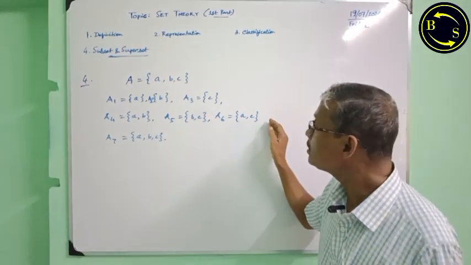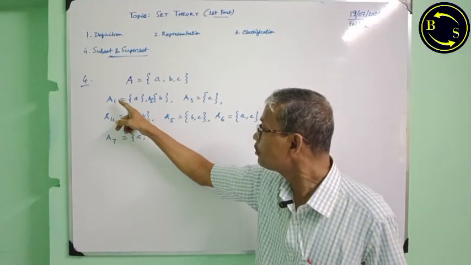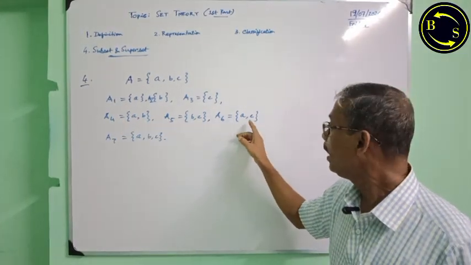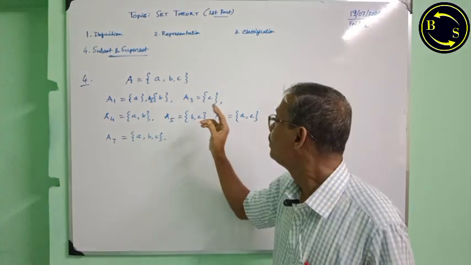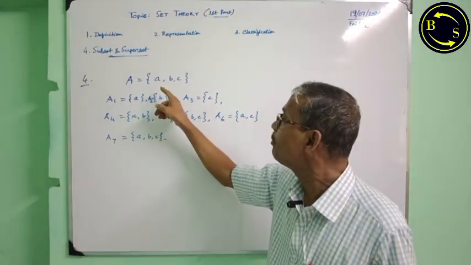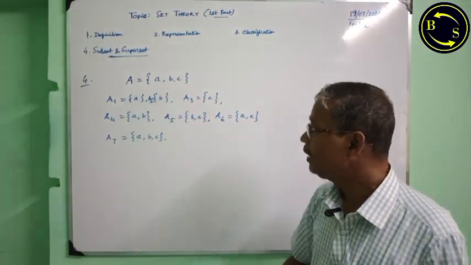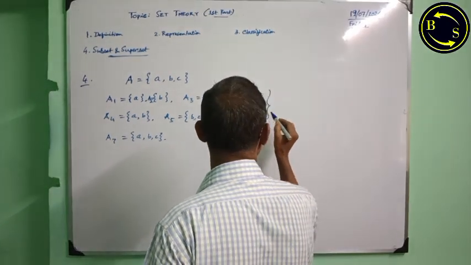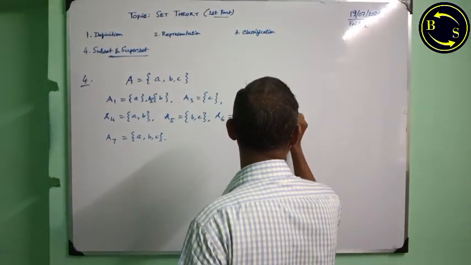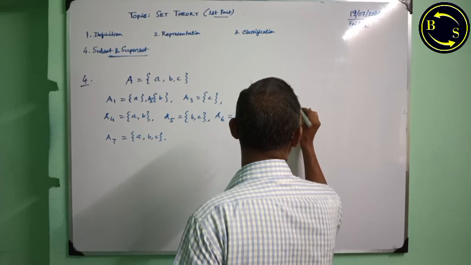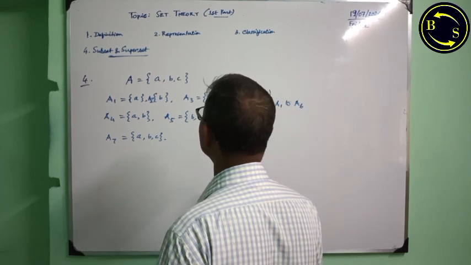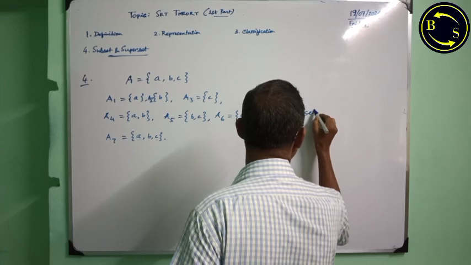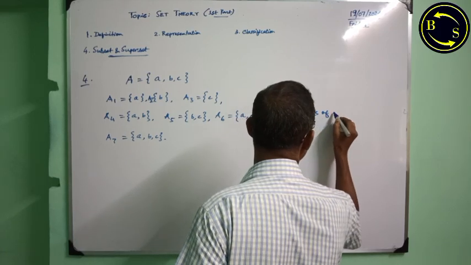What we find up to this? That the number of members of the sets A1 to A6 are less than the number of members of set A. In these cases, we call A1 to A6 subsets of set A.